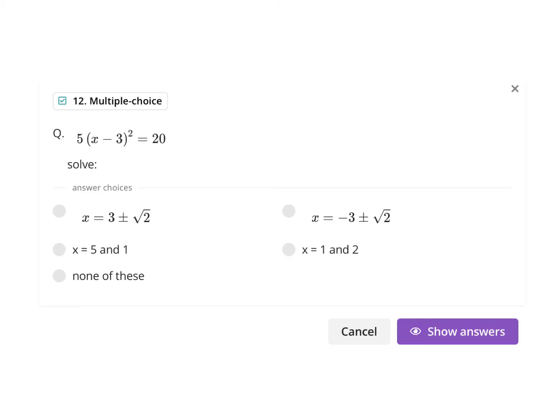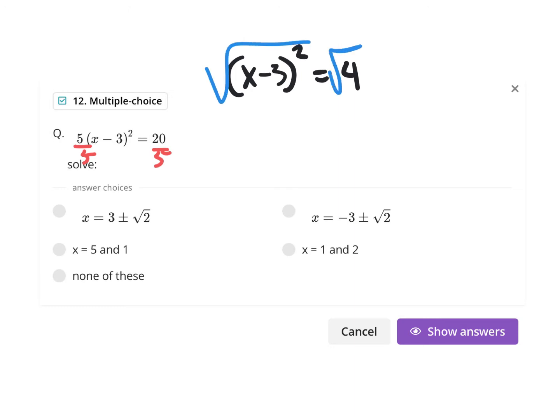On this question, the easiest thing to do would be to isolate. So we're going to divide by 5, and we will have x minus 3 squared equaling 4. I now need to get rid of that square by doing the inverse operation, which would be a square root. So I will have x minus 3 equaling 2. But remember, whenever you apply a square root in an equation, you must put a plus or minus in front of your answer.